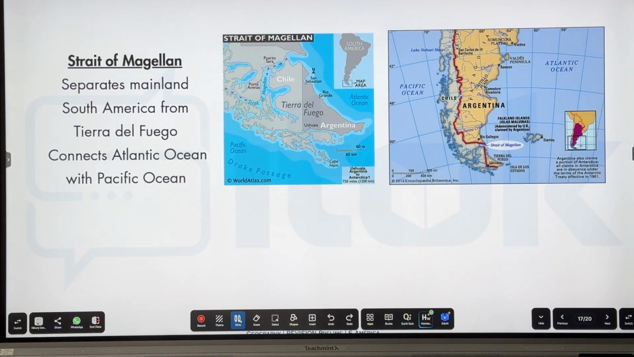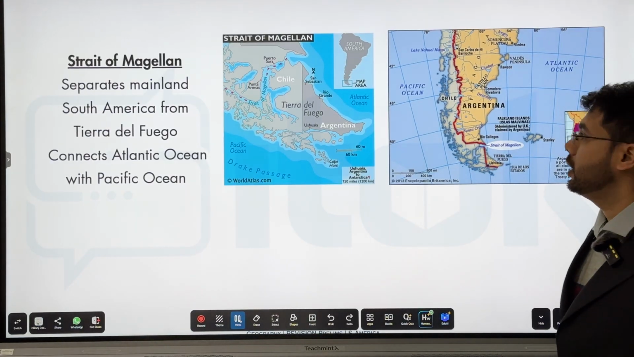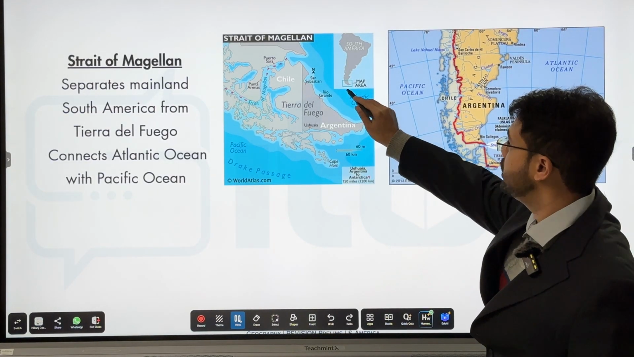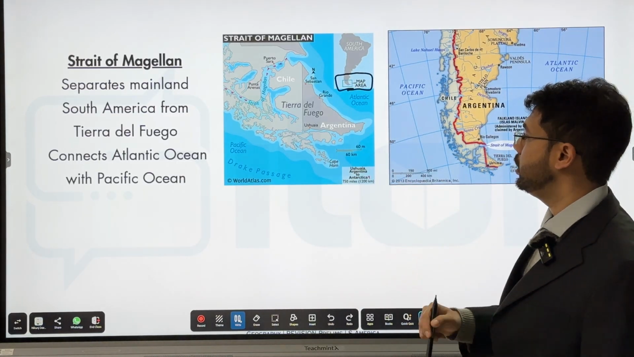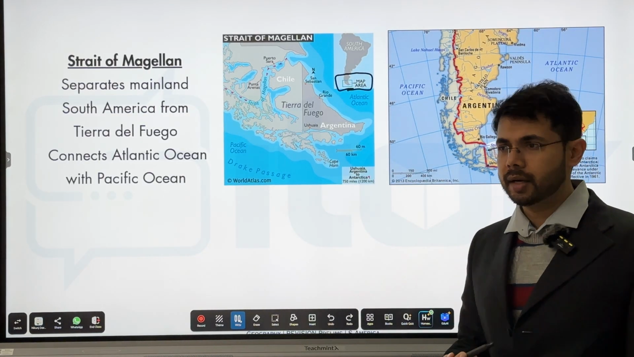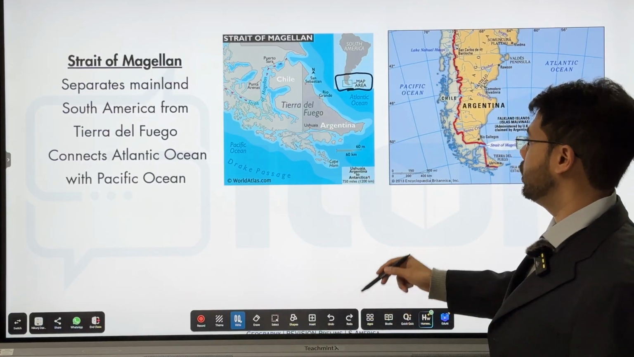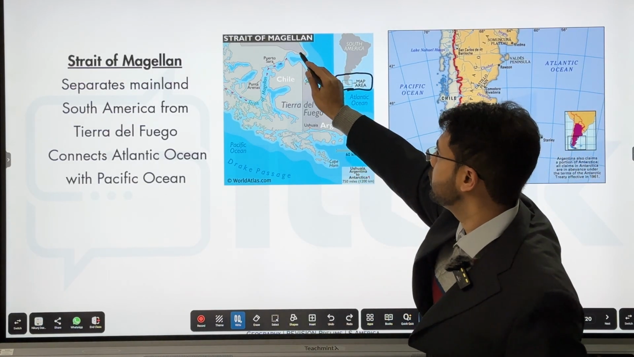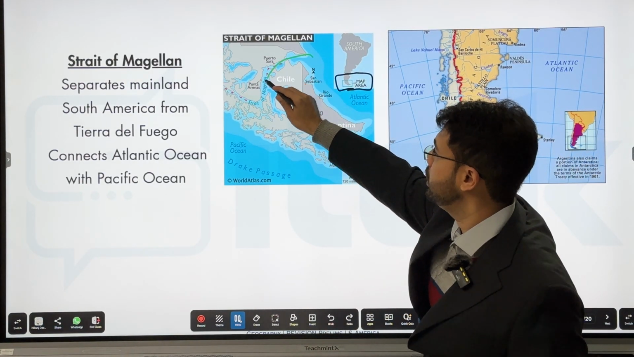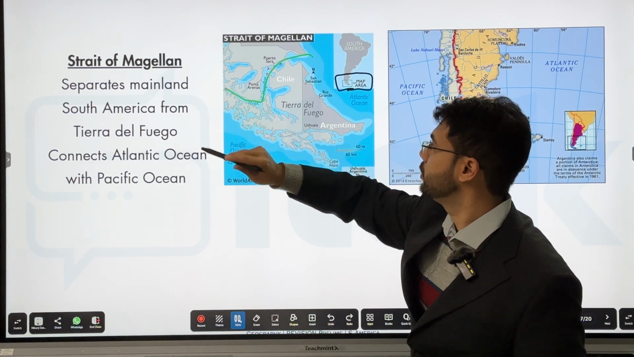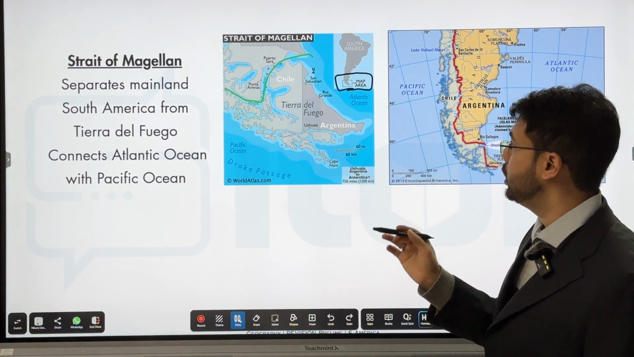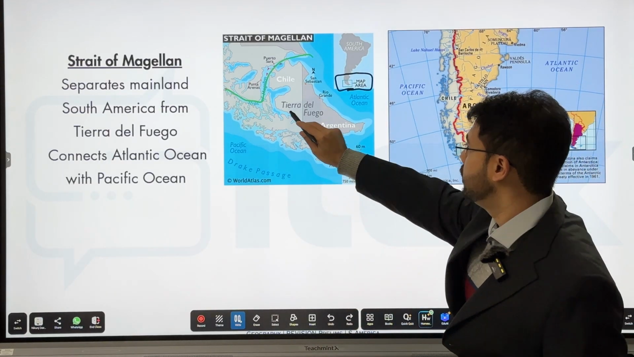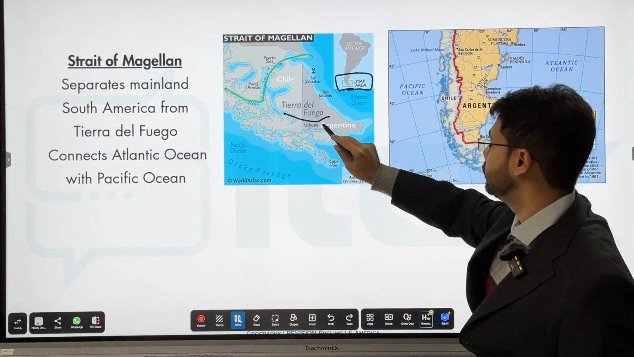Another important one is the Strait of Magellan. Now, the Strait of Magellan is in the extreme south, almost very close to Antarctica. There are two things over here. Number one is the Magellan Strait. Extremely hard to cross through it. This is the Strait of Magellan, and it separates South America from another island called Tierra del Fuego, a part of Argentina.